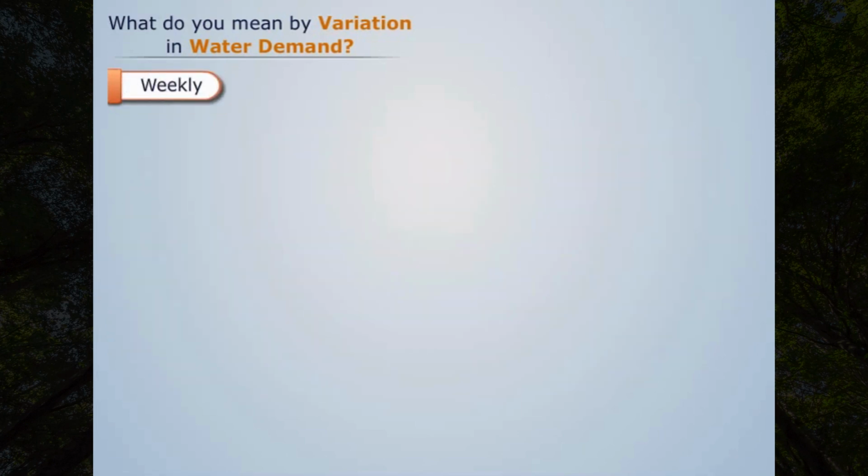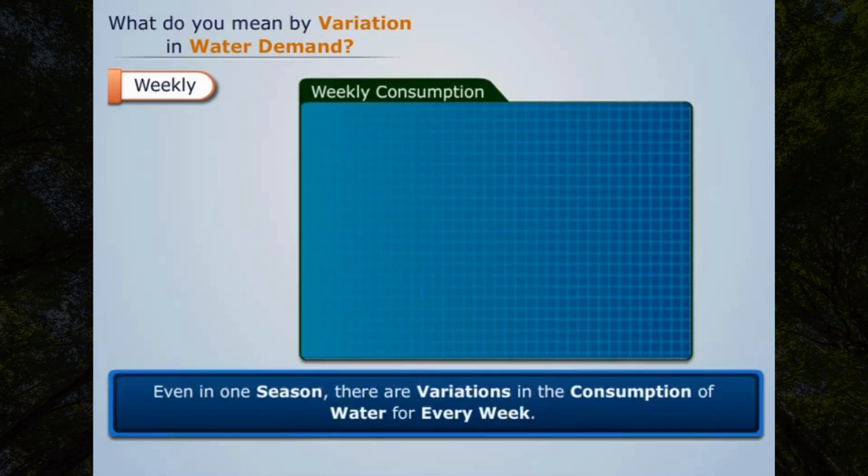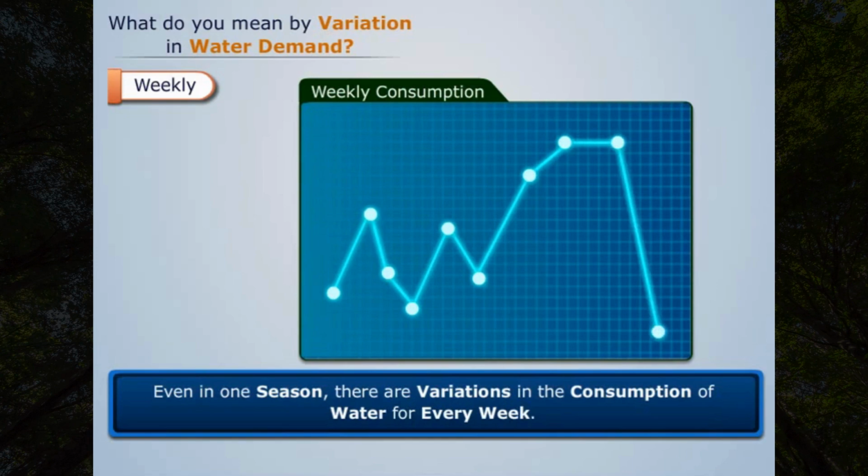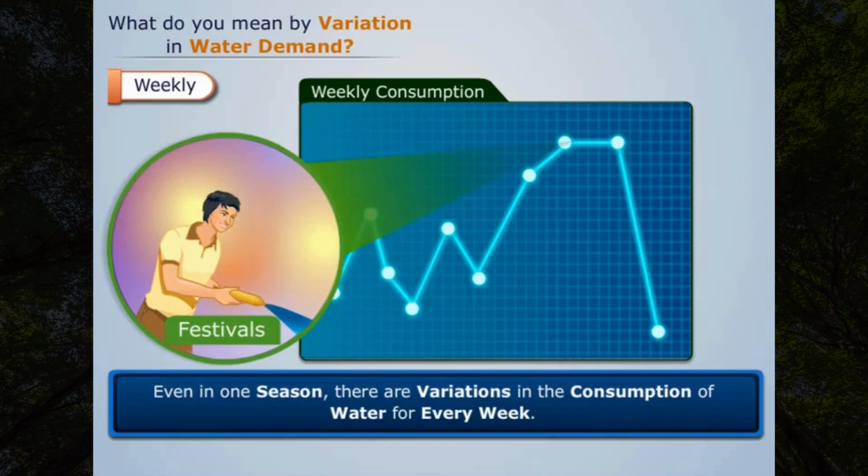Now we'll study the variation in water demand on weekly basis. If the weekly consumption is recorded, then it will be noted that even in one season, there are variations in the consumption of water for every week. If there are 1 or 2 festivals in a week, then the consumption of water increases in that week.